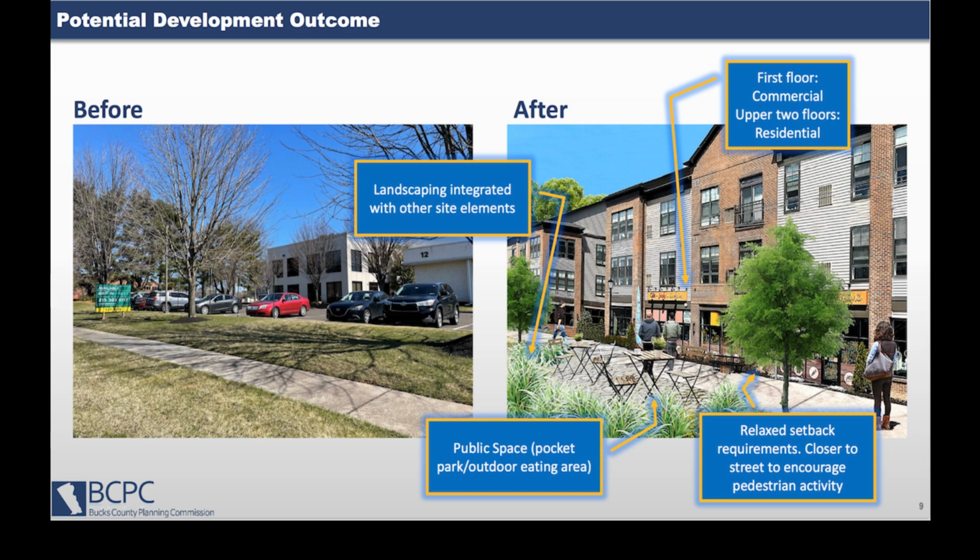All right, so this is just a quick illustration of what a potential development outcome might look like. You can see from the image, first and foremost, that the setback has been relaxed, with the building located closer to the road to encourage more pedestrian activity. In this example, the building is a mixed-use structure with commercial on the ground floor and a couple floors of residential above. We've also added some public space in the form of a little pocket park or outdoor eating area. And finally, landscaping that's been integrated with the rest of the site.